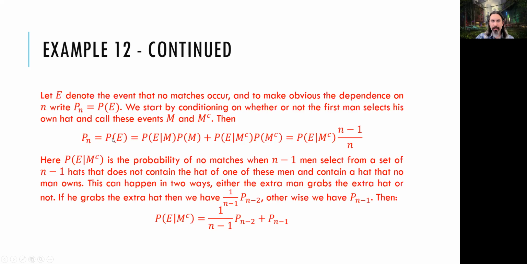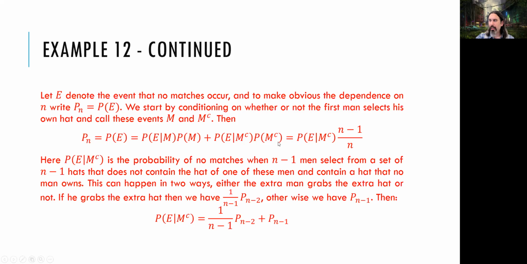Now, let's take a look. Pe is here. Event M is where he picks his own hat. Event M complementary is where he doesn't pick his own hat. Now, if the first guy picks his own hat, the probability of everyone picking different hats is 0, because the first one has already picked his own hat, so it's gone. This is 0 and this part will be gone.